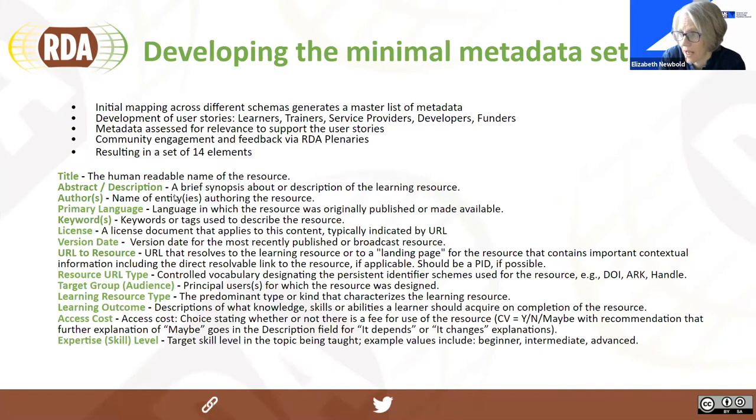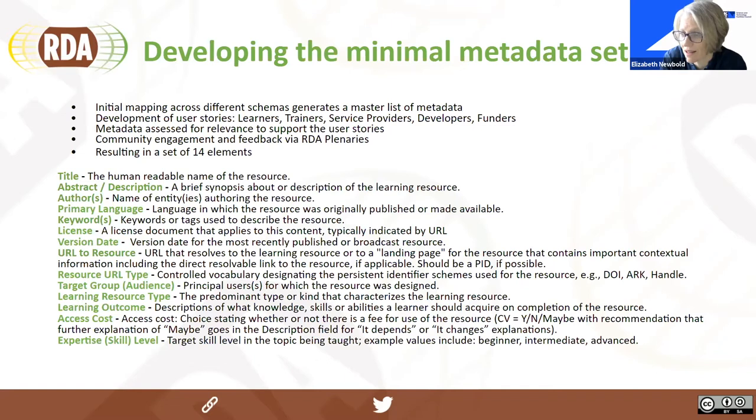So we did some mapping across different schemas to generate a master list of metadata, which, as you can imagine, produced quite a long list of elements, far from minimal. So we developed some user stories to help us focus on what a user actually wants to get out of this, and we concentrated on the findability aspect. How do you find resources was our key question. We assessed the long list of metadata against the relevance of the different stories and did some harmonization. We did a number of community exercises and engagement through the RDA plenaries and other workshops. And we've come up with a set of 14 elements, which I've listed on the screen.